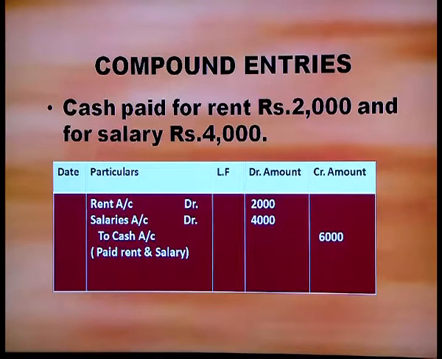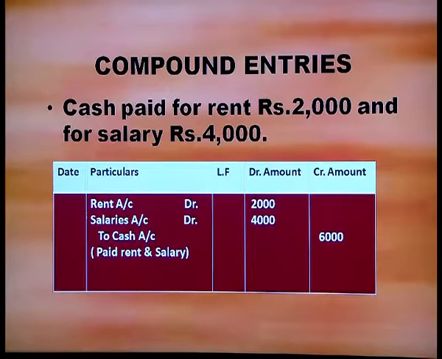Cash paid for rent rupees 2000 and for salary rupees 4000. If you are writing in the form of a compound entry, rent account debit 2000, salary account debit 4000, to cash 6000. Here rent account and salary account is debited and cash is going from the business, so cash is credited.